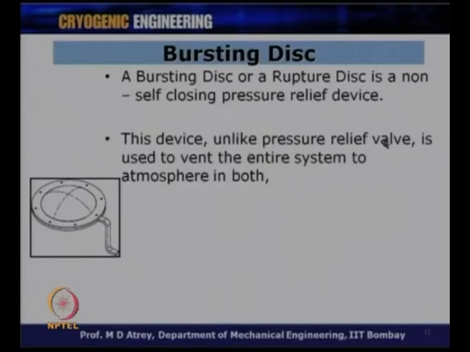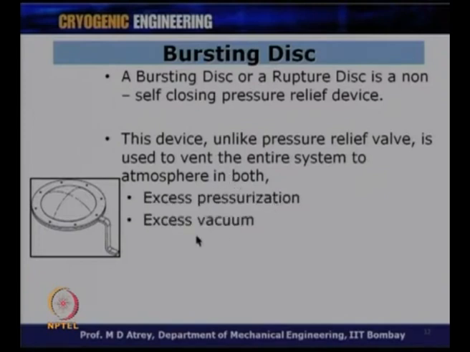This device, unlike a pressure relief valve, is used to vent the entire system to atmosphere in both conditions: when excess pressurization happens inside or when excess vacuum happens. You can see there is a disc over here which can be fitted to the pipe or a container with bolt connections, and you can have various connections also. As soon as the pressure exceeds a particular value, the rupture disc will burst, and all the overpressured gas will come out. It can work in the opposite direction also. If this container is under vacuum and the vacuum falls below a set value, then this disc also can burst in the opposite direction.